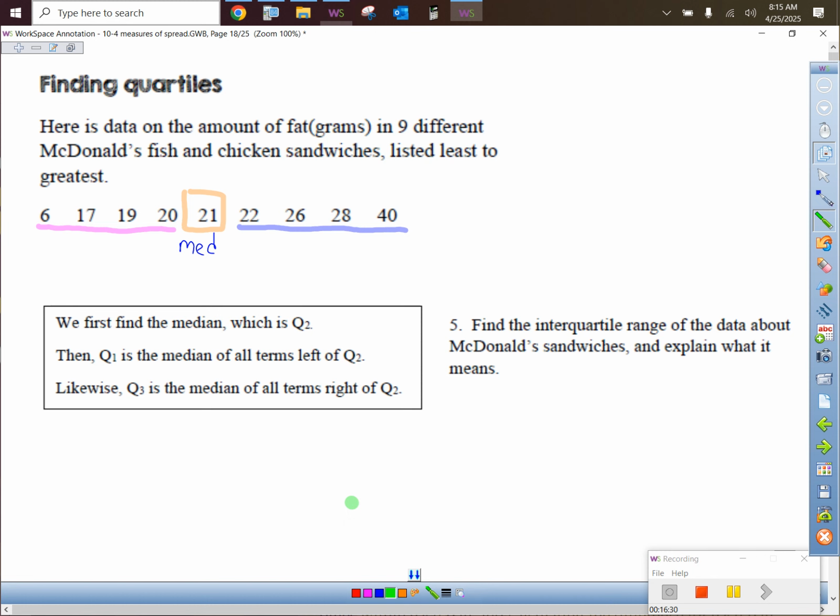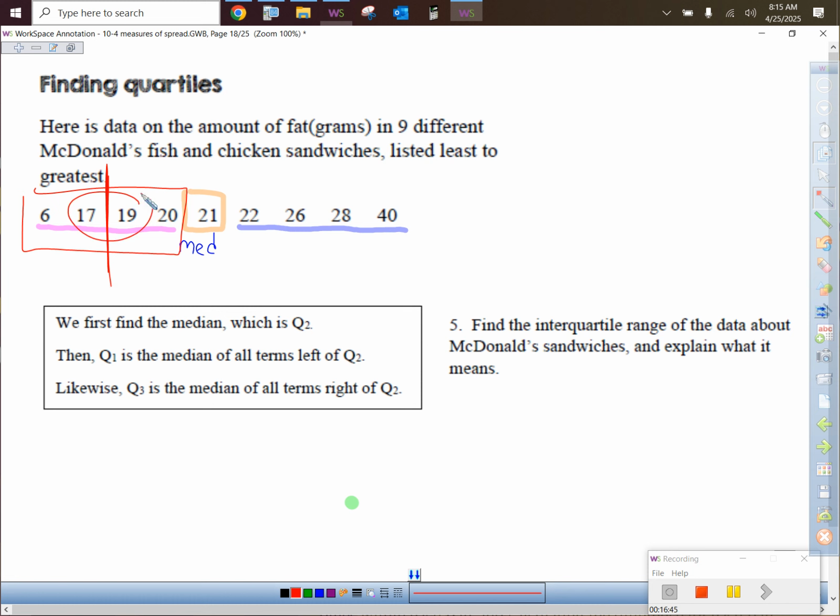I look at these pink numbers, and would you believe here in pink there are 4 numbers? Isn't this right in the middle of it? Which is kind of different now because there's an even number. So what I have to do is average those. If you take 17 plus 19 and divide it by 2, you would get 18. That's called the first quartile, which is abbreviated Q1. Should be a capital Q also, right? The first quartile. That would be these guys right here.